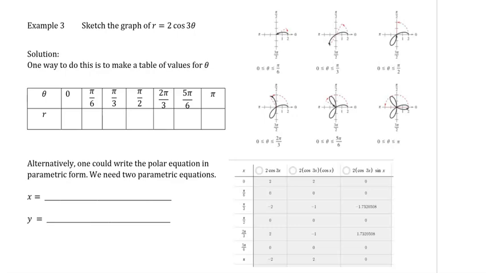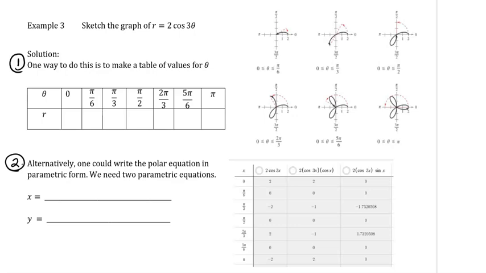In example 3, we want to sketch the graph of this polar function r is equal to 2 cosine 3 theta. And we're going to talk about two different methods that we could do this. One way is going to be making a table, and the second way is going to be using parametric equations.